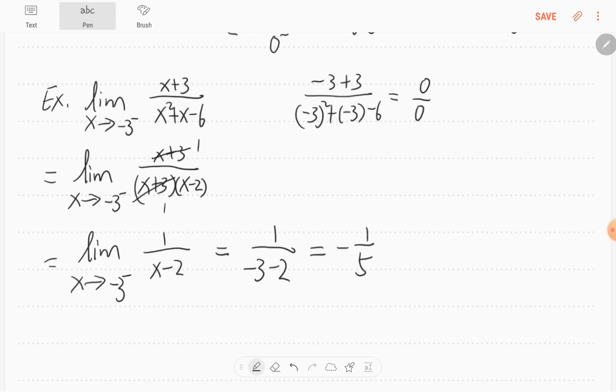So sometimes the limit has nothing to do with the infinite limits, right?